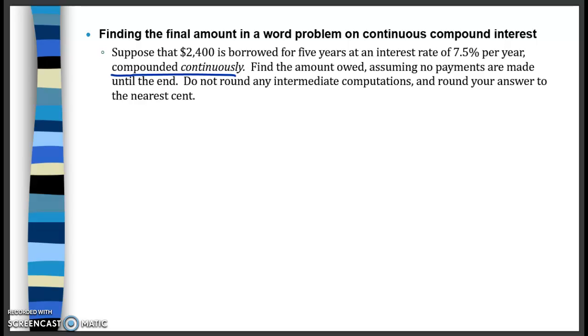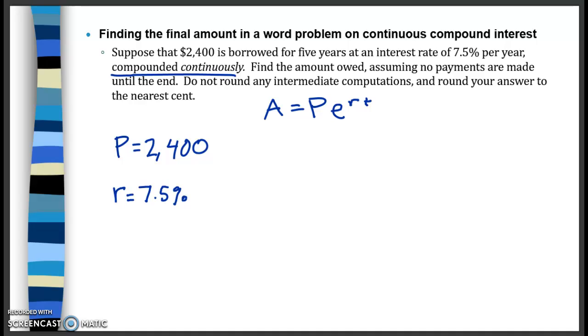So compounded continuously automatically indicates we will be using A equals P e to the RT, where P is the principal or the amount owed or the initial amount put into an account, in this case 2,400. R is the interest rate, and in decimals is 0.075, and time is the amount of years. We're told it's borrowed for 5 years, so time is 5. So we take this equation, we plug in our values.